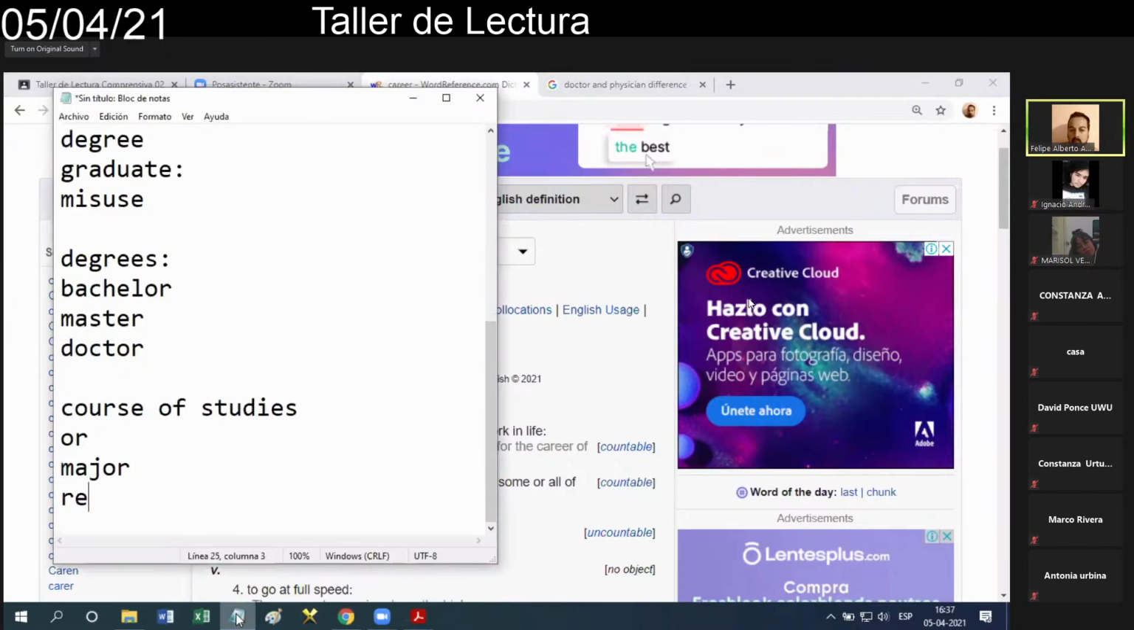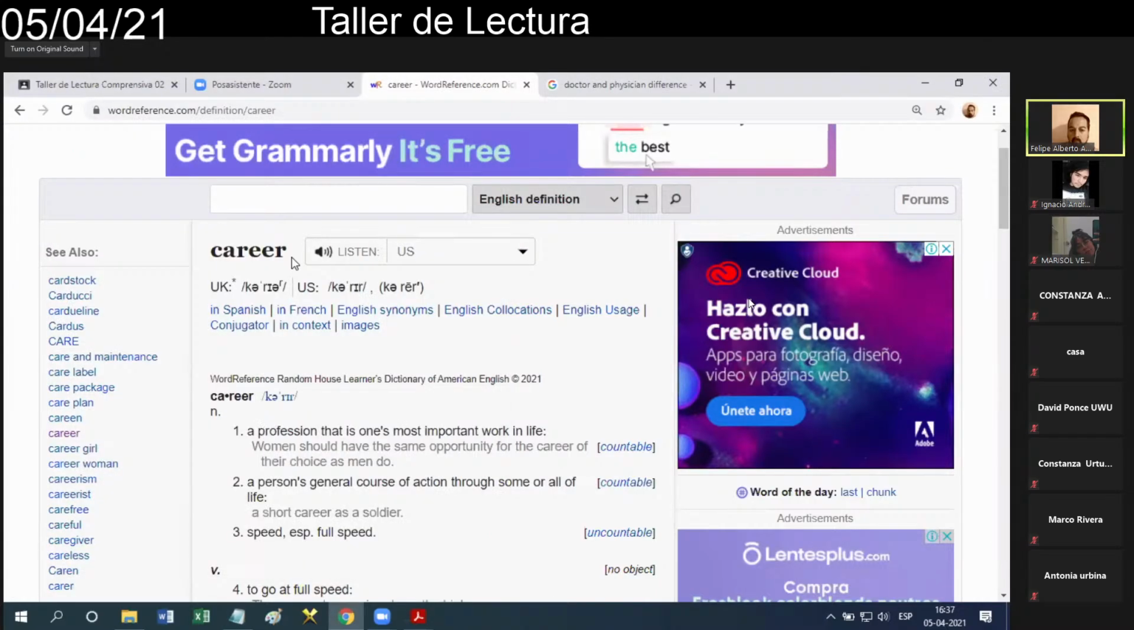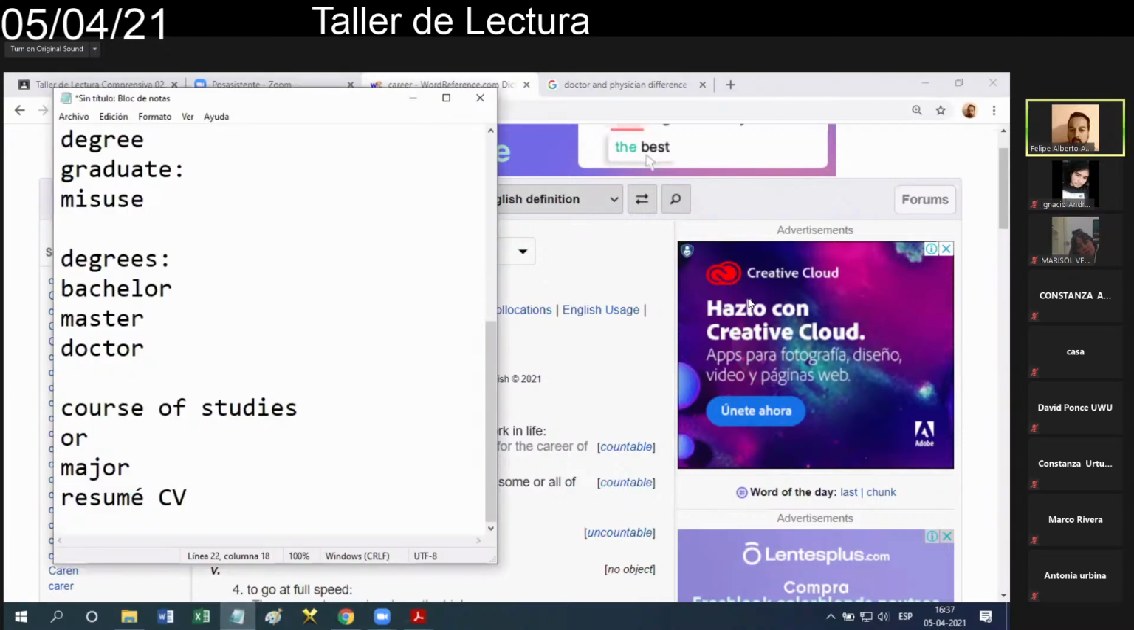Time to clarify concepts. Your resume or CV. That's your career. But saying mi carrera, my career is English pedagogy, that's a mistake. Never do that. That's a big mistake. How do you say carrera? What you are doing now, what you are studying now? Course of studies or course of study in singular. Or my course of studies is English pedagogy, or my major. Career is another thing. Is it clear? Continue.